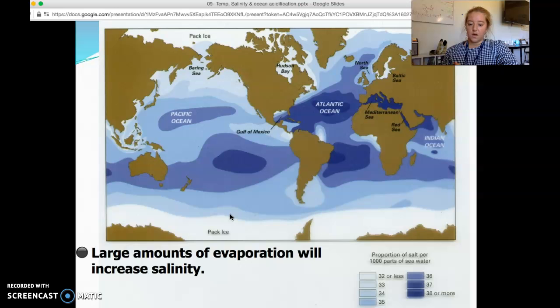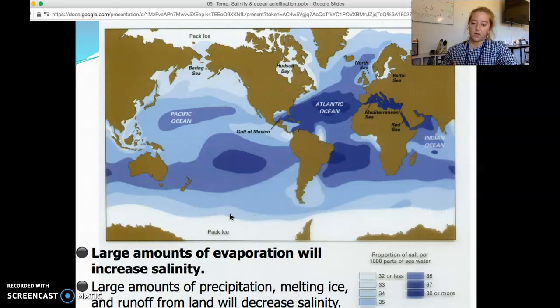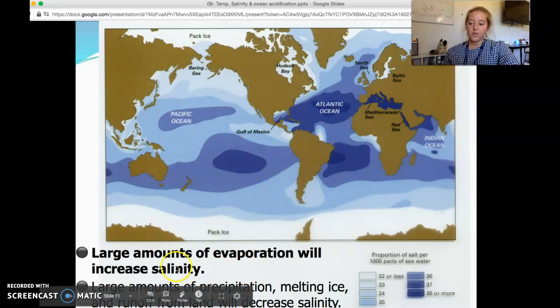Large amounts of evaporation will increase salinity. So that's kind of a clue as to why we are seeing our saltiest seas right in those middles there. There's also what we call the gyre, the spinning currents that happen right around here and here and here and here. So it kind of gets trapped a little, but large amounts of evaporation will increase salinity. So we are evaporating a lot of our water right here in the warmer regions of the Earth. Would you agree that Florida is warmer than the Antarctic?